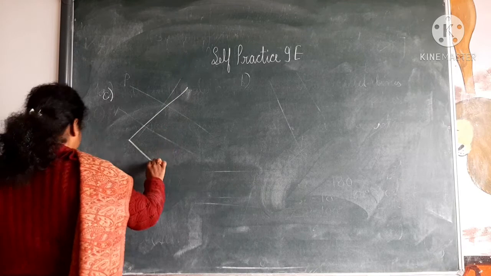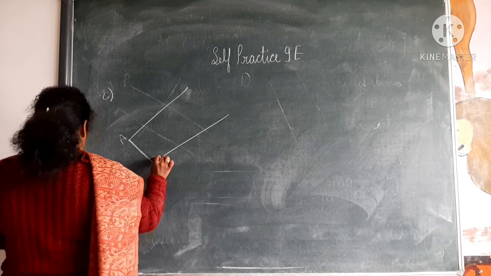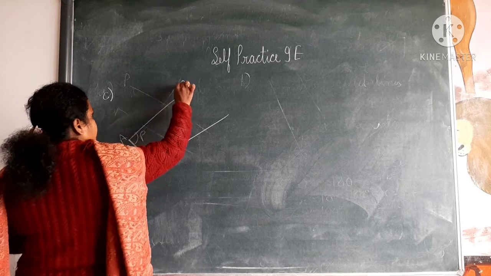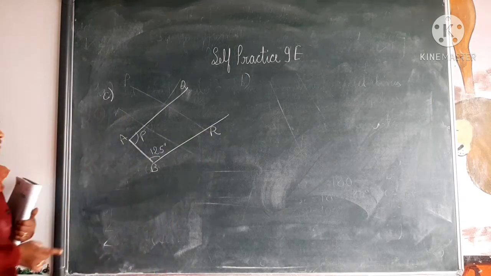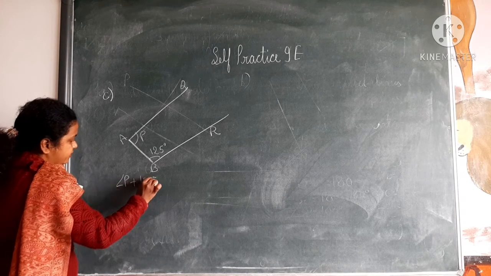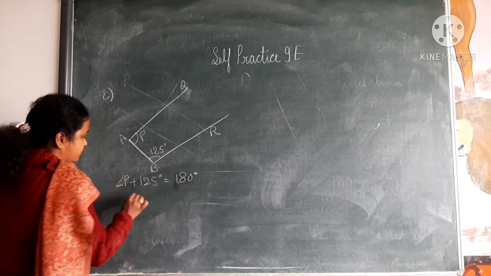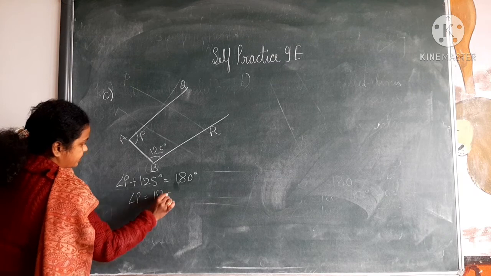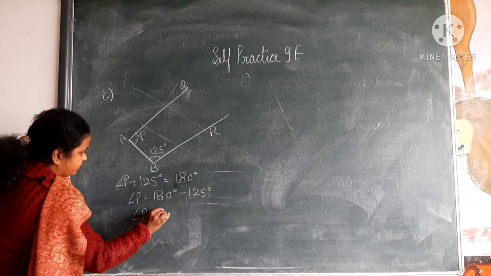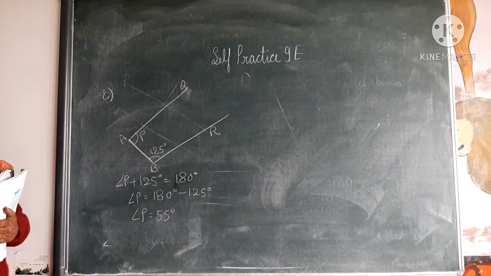You see this way, A, B, this is 125 degree and this one is P, Q, R. So what do you see? Both are in the co-interior. The angle P plus 125 degree is equal to 180 degree. The angle P is equal to 180 degree minus 125 degree. The angle P is equal to 55 degree. How much you will get? Angle P 55 degree.